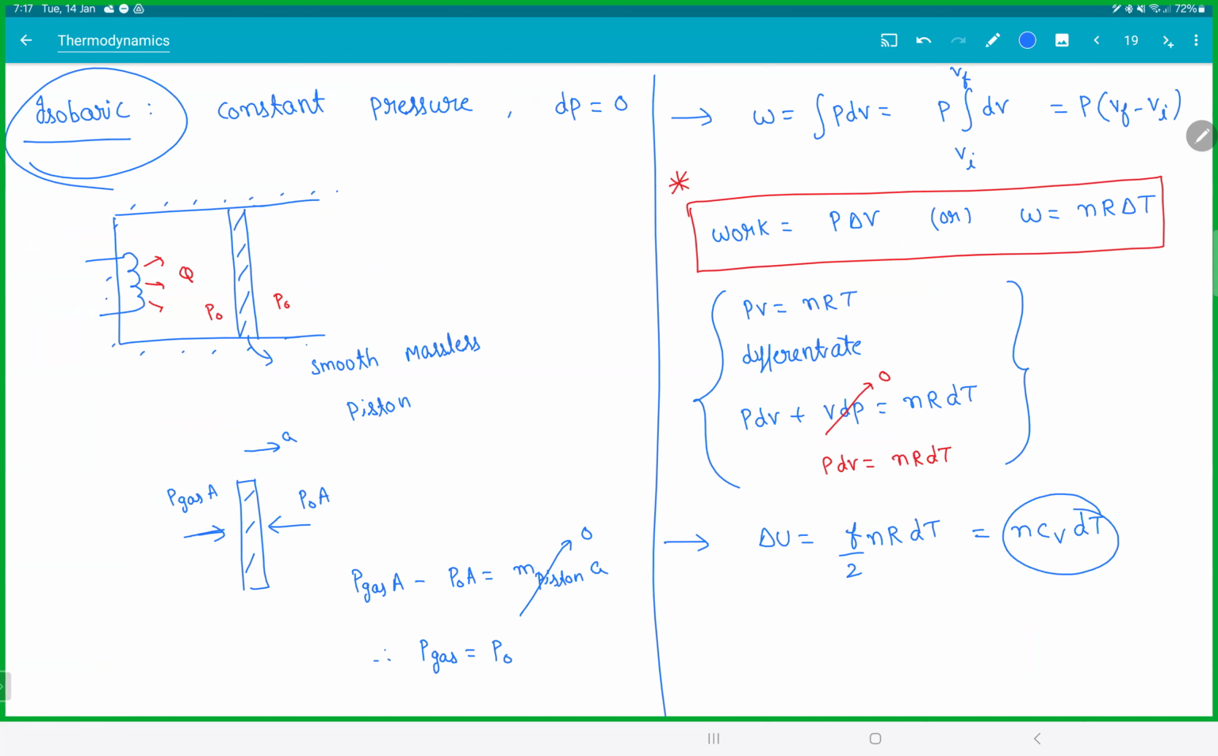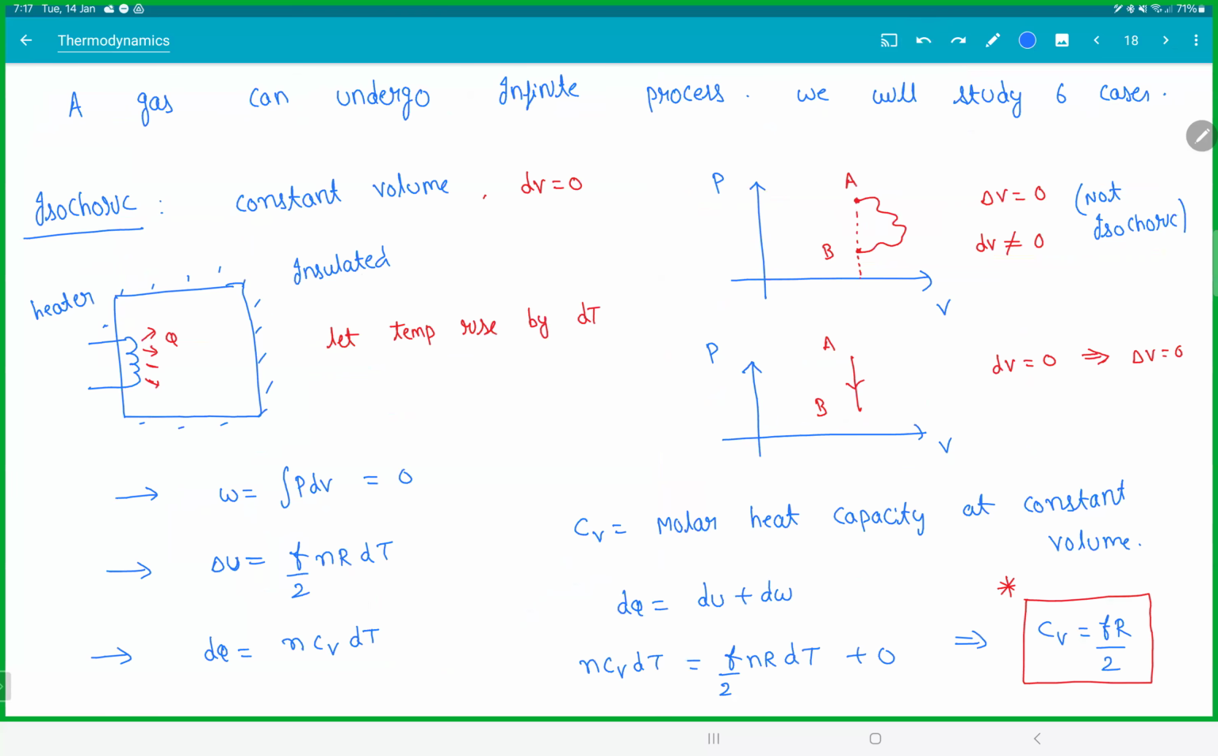Clear? But now, tell me one thing. Did I say dQ is nCV dT? That would have been wrong, isn't it? I didn't say dQ is nCV dT. I'm saying delta U. Now see, forget about this. Delta U is f by 2 nR dT, isn't it? And we proved in the isochoric process that fR by 2 is CV. I hope you're getting the difference. dQ is not nCV dT. dU is nCV dT.